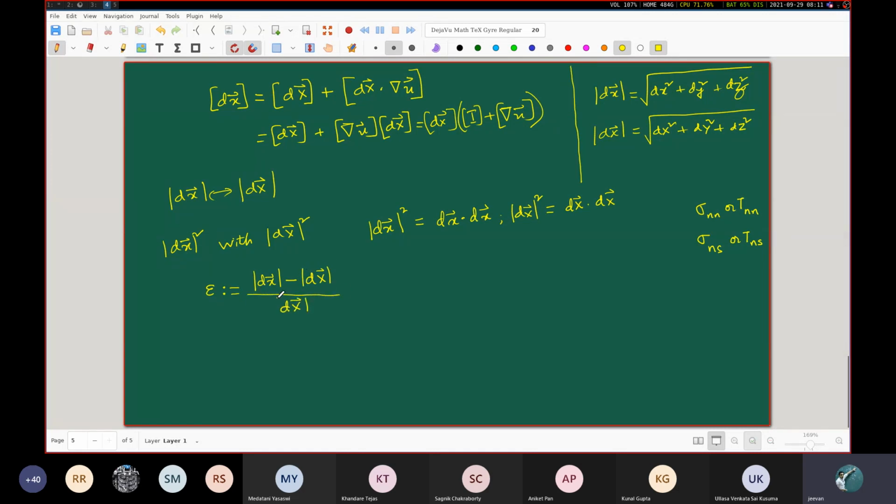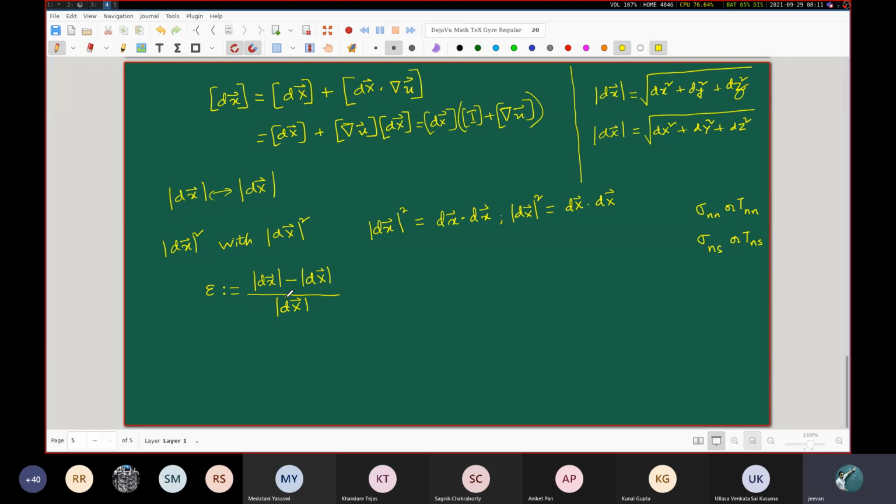So please take a close look at what I have just written. The strain is equal to the absolute value of the vector in the deformed configuration minus the absolute value of the vector in the undeformed configuration, divided by the absolute value of the vector in the undeformed configuration. So this is the change in length in the numerator, and in the denominator, the original length.